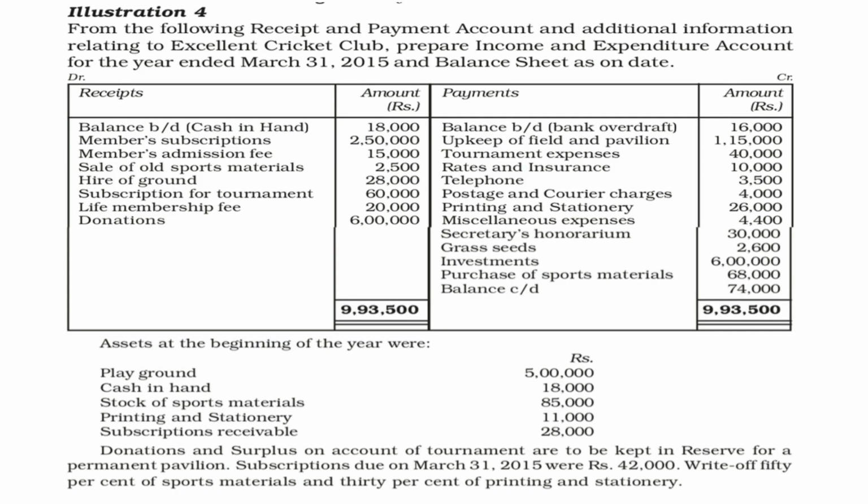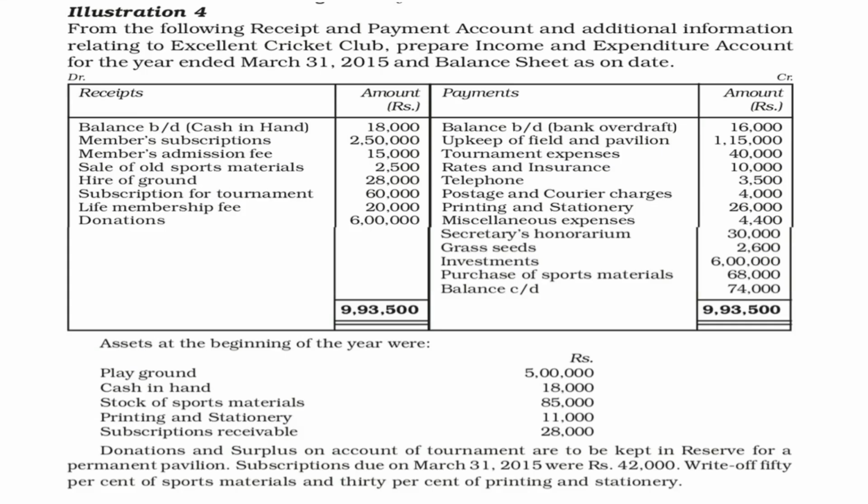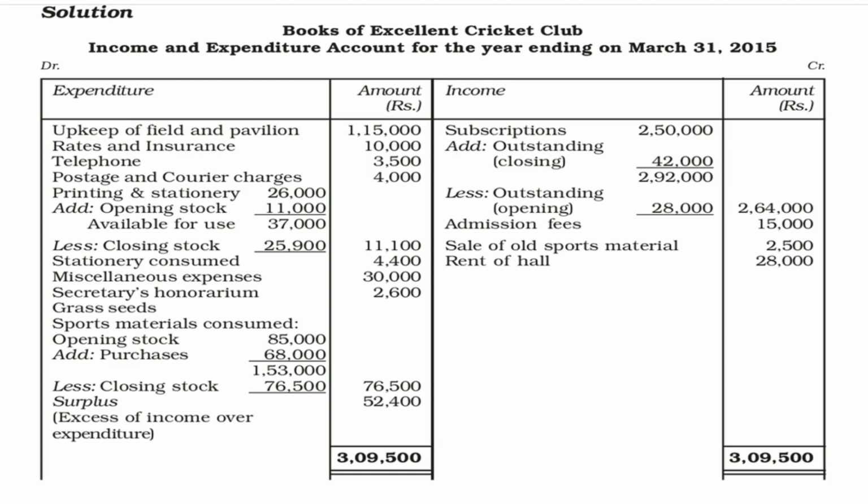The next item is members' admission fee. It is an item of income taken on the income side of the income and expenditure account. Members' admission fee rupees 15,000. Next is sale of old sports materials, which is also an item of income taken on the income side of the income and expenditure account.